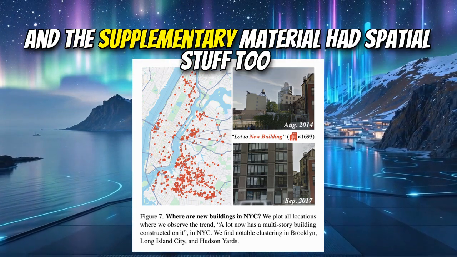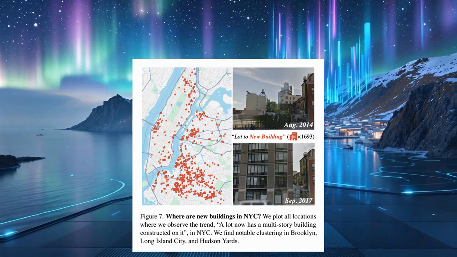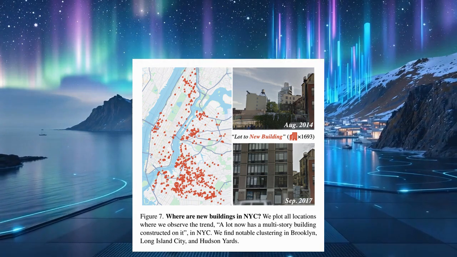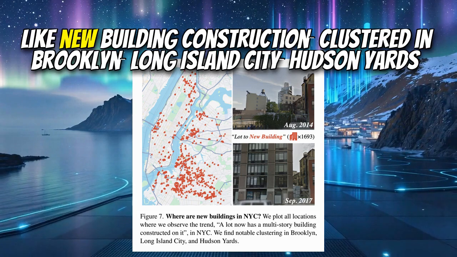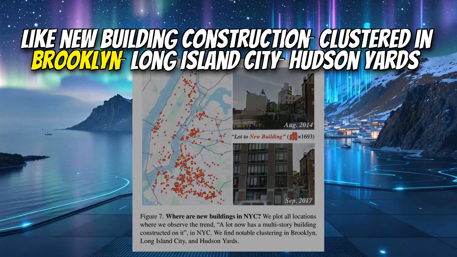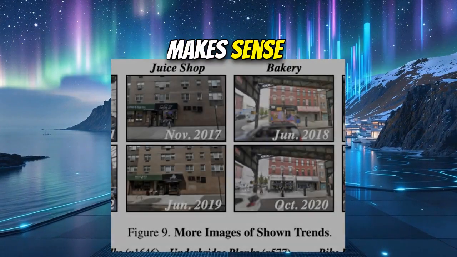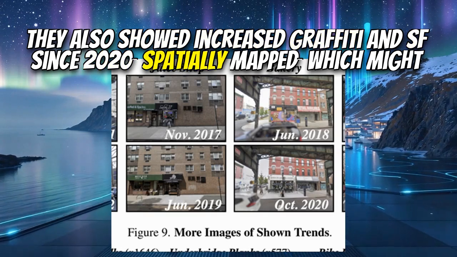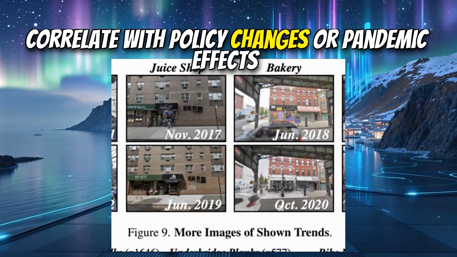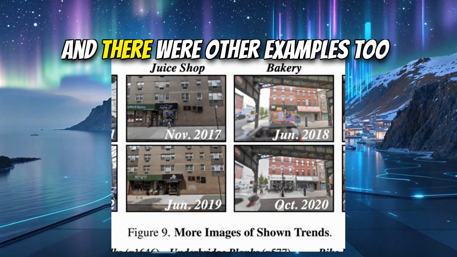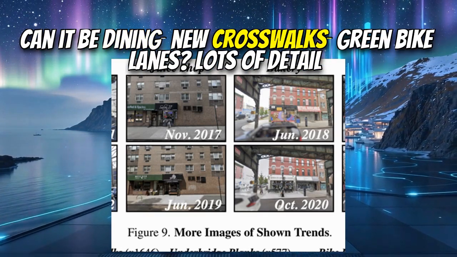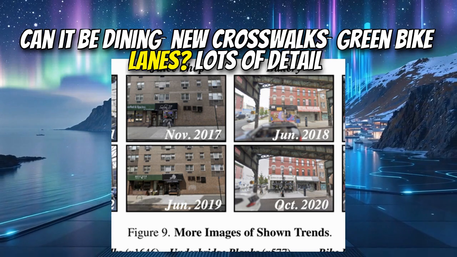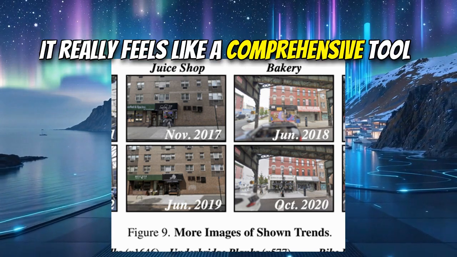That's really cool. And the supplementary material had spatial stuff too, like construction hotspots. Exactly. They could map out where trends were happening, like new building construction clustered in Brooklyn, Long Island City, Hudson Yards. Makes sense. They also showed increased graffiti in SF since 2020, spatially mapped, which might correlate with policy changes or pandemic effects. And there were other examples too: canopy dining, new crosswalks, green bike lanes, lots of detail. It really feels like a comprehensive tool.